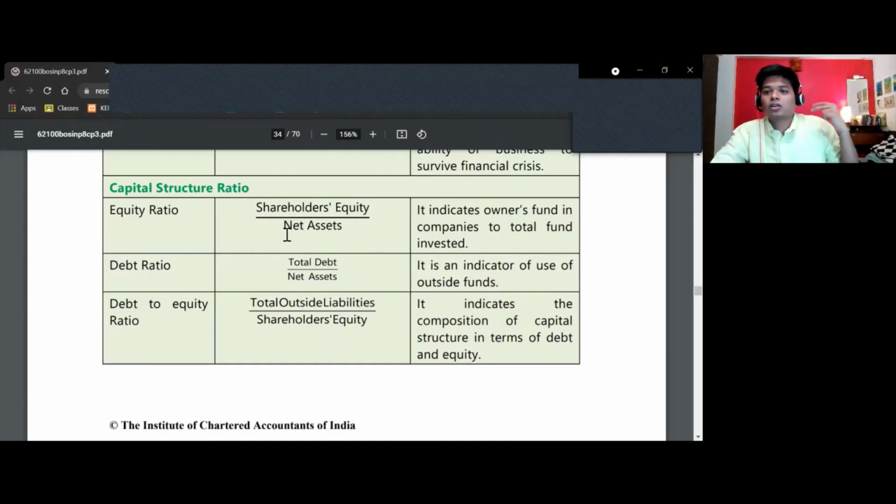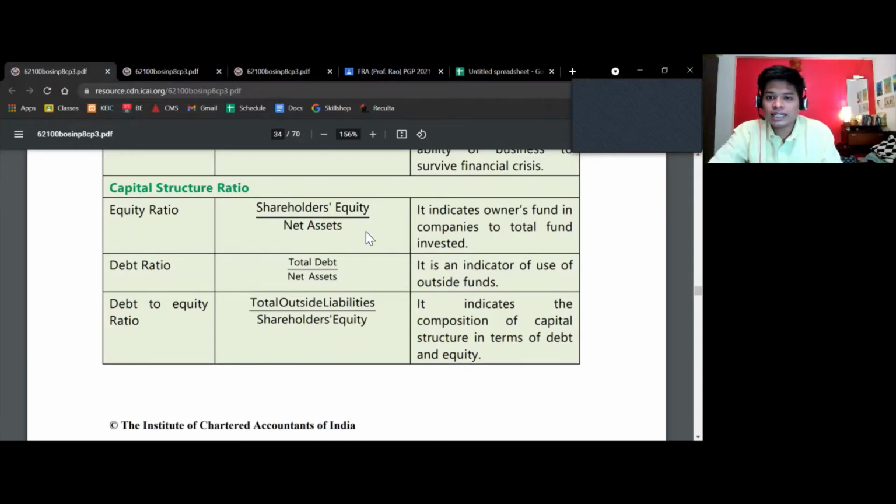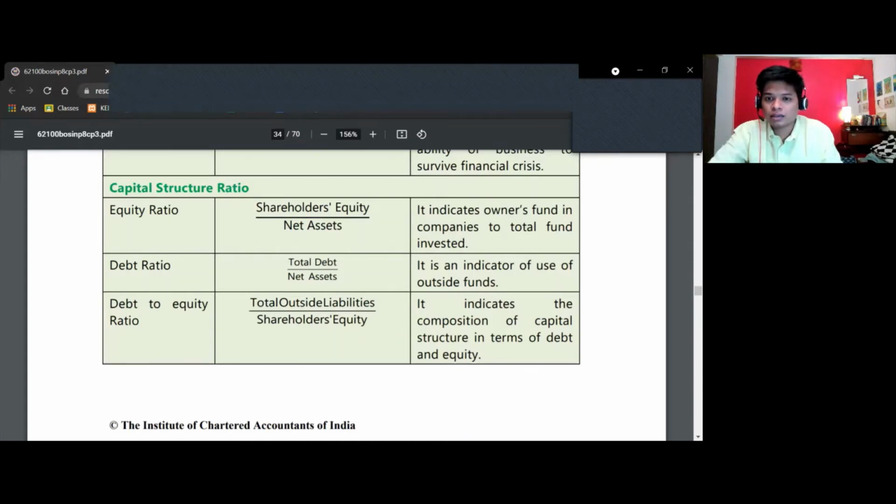What is the composition of your assets, how much of your assets is contributed by equity? So it indicates owner's fund in the company to total fund invested. Net assets will be equal to liabilities. So how much of the asset is funded by shareholders equity? Just remember that shareholders equity is on top.